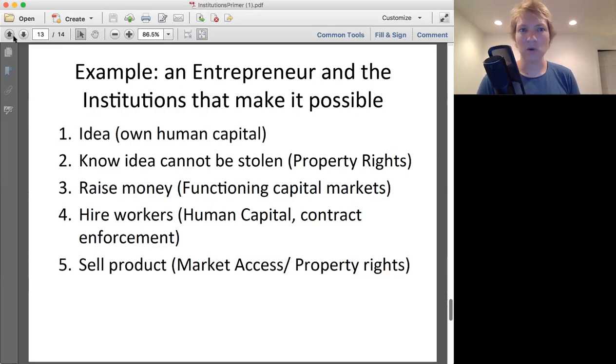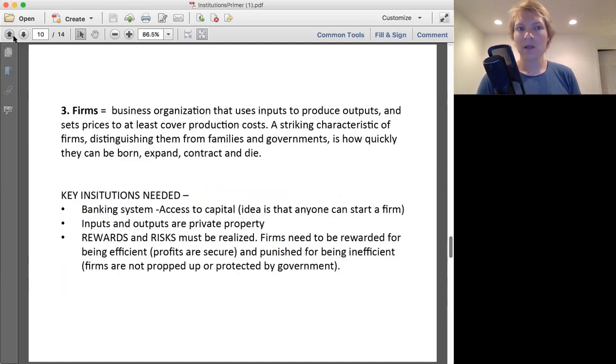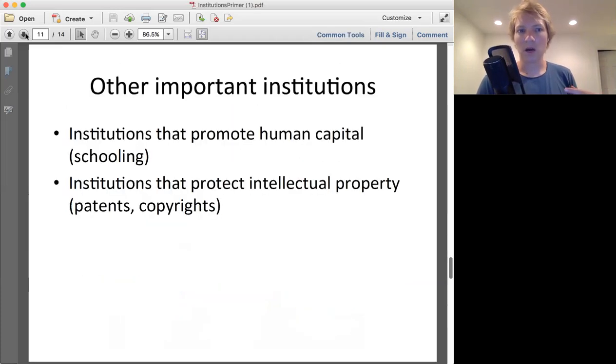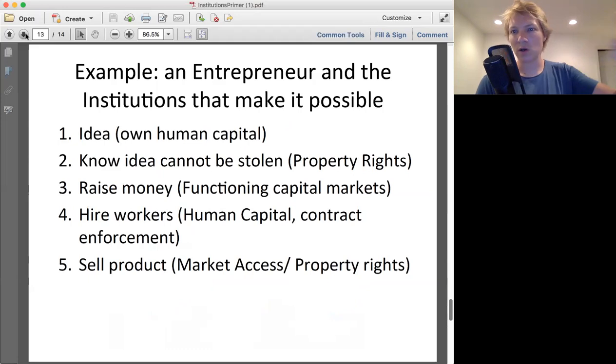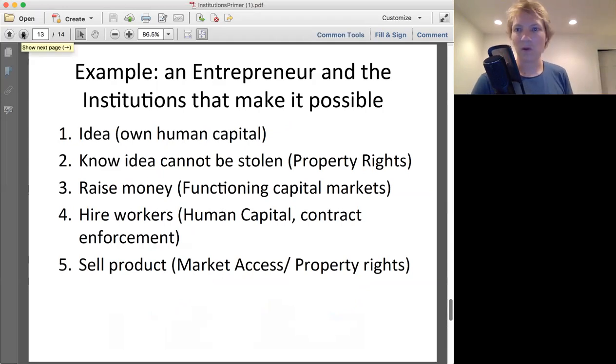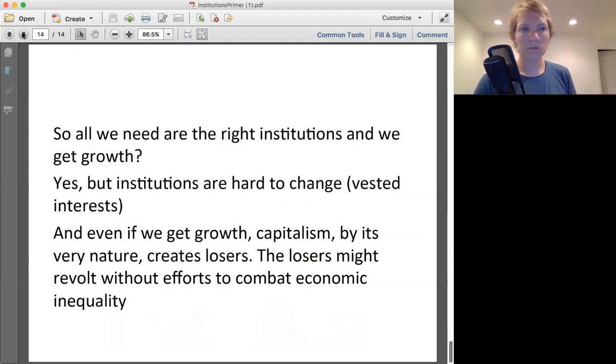So there are two different ways of thinking about how this works and the institutions needed for each of these steps. You can think about the different pieces needed for a market economy, or you can think about it from somebody who's starting a firm. If you notice, it's all the same institutions. We're talking about property rights, we're talking about human capital, we're talking about market access. Principally, these are going to be the really crucial ones.